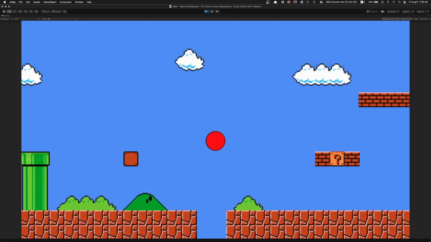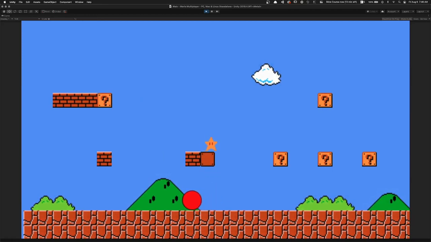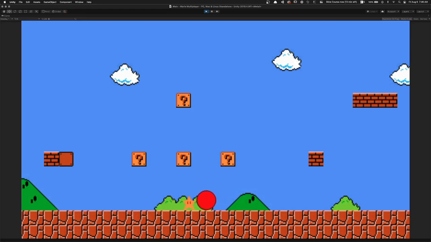It was at this point that I started thinking that maybe our little red ball didn't actually look all that much like Mario after all. So I suppose it's time to get this player properly animated.